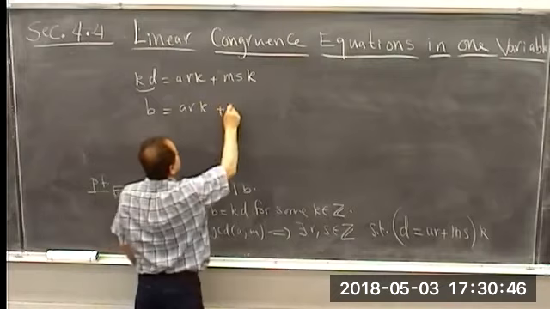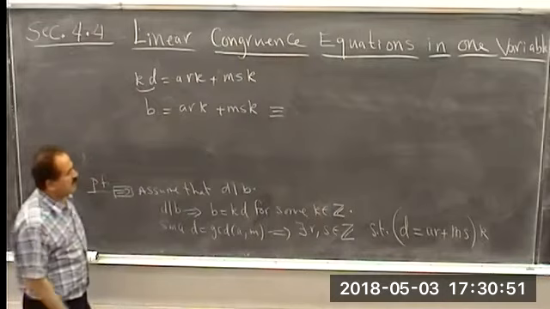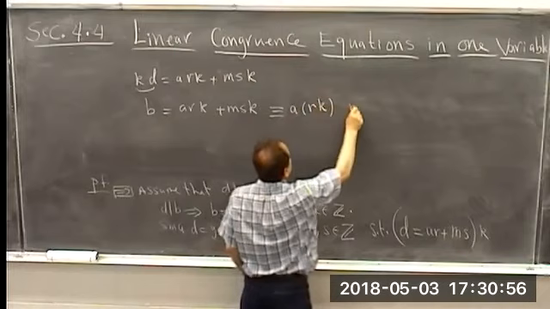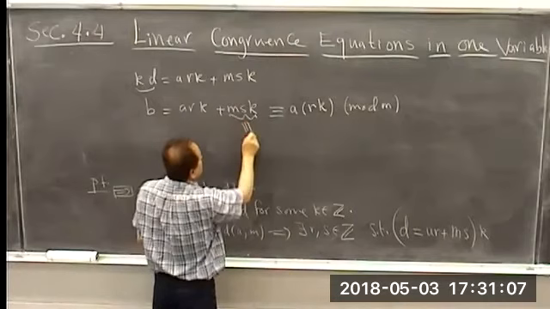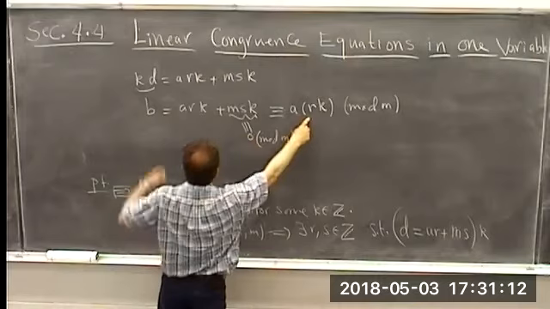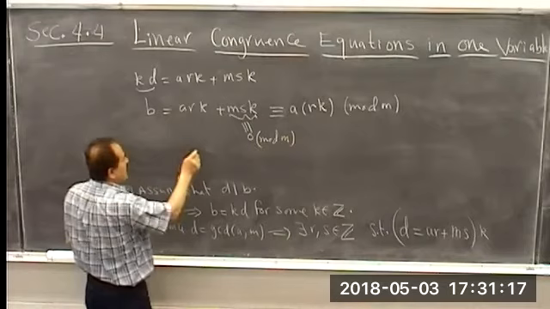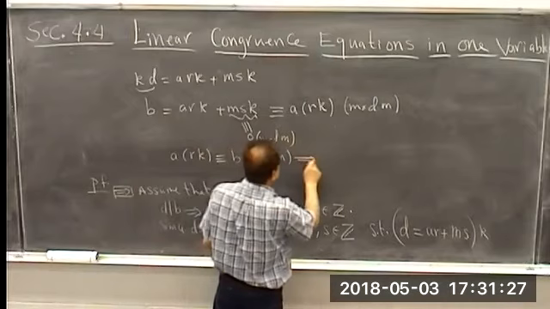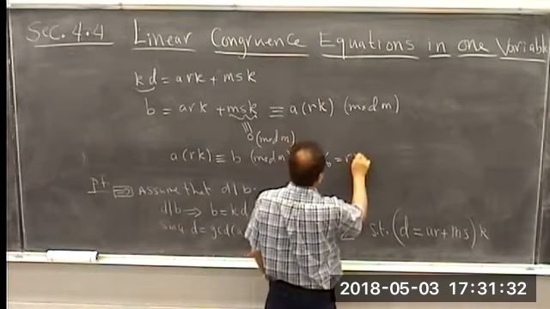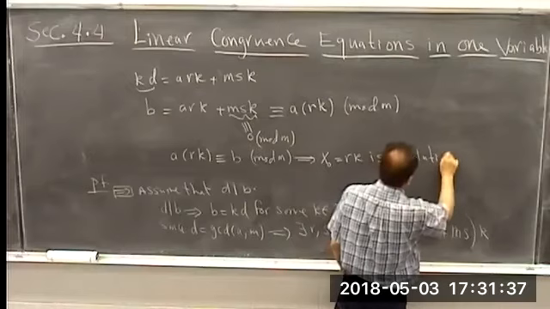And now this is congruent to just a times rk mod m. The reason for this is that there is a multiple of m in here, so this is congruent to 0 mod m. Alright? So what we are left with is the first term. If I write this one this way, it's congruent to b mod m. This means that x sub 0 equal rk is a solution to the congruence equation.